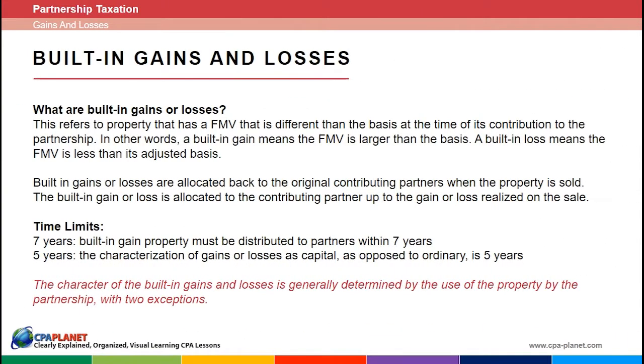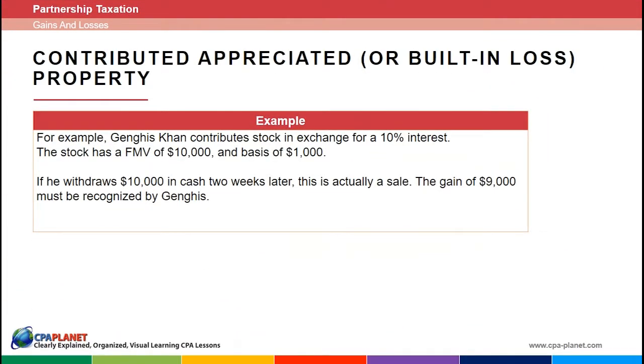For example, Genghis Khan contributes stock in exchange for a 10% interest. The stock has a fair market value of $10,000 and a basis of $1,000.